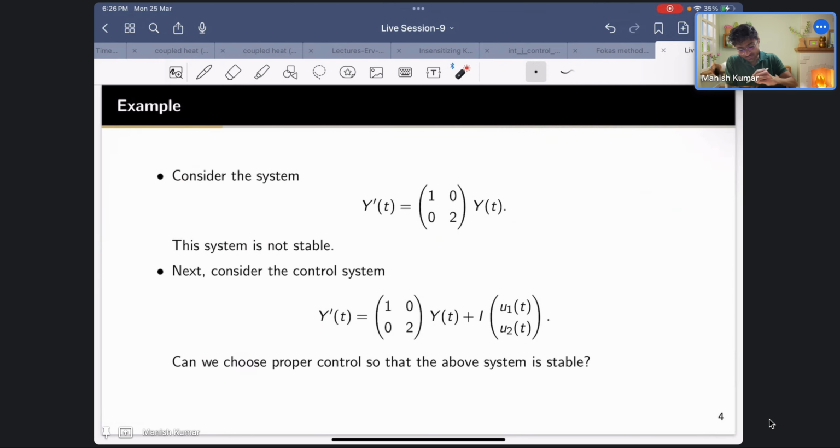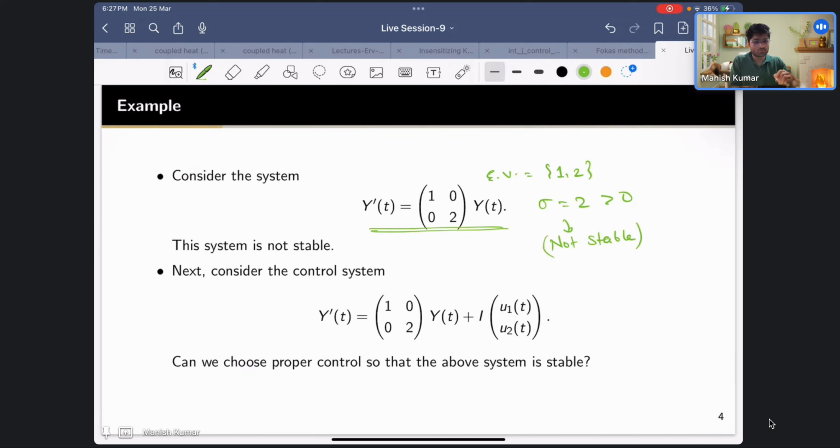Before going to that, let us see again some example, a very easy example. So suppose this is the system and you know the eigenvalues of this system, I mean this matrix is 1 and 2. So clearly these are not negative. So the maximum, if I take, maximum is 2, which is greater than 0. So this system is not stable, right? Okay, so our goal would be that these eigenvalues should become negative.